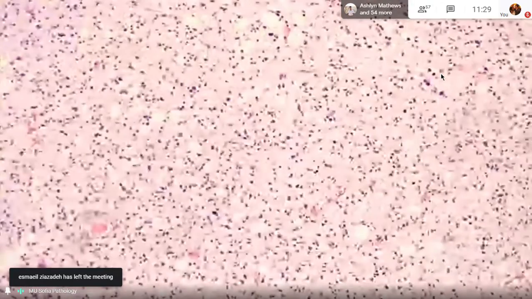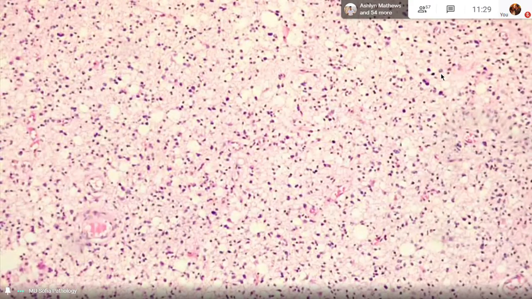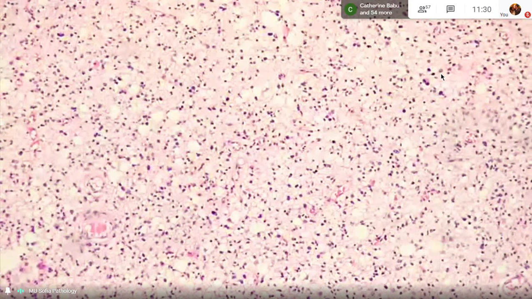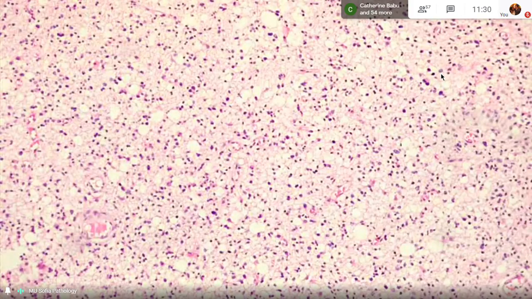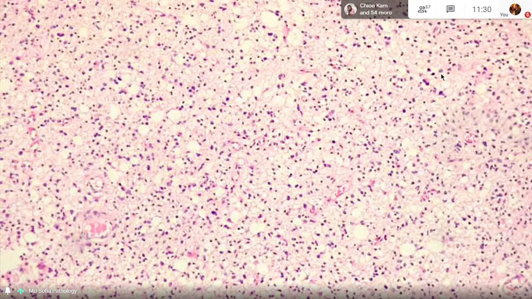The fibrillary background is well seen. To see the cells, they look just like normal astrocytes. There is some slight polymorphism between the cells, but anyway, it looks quite the same.